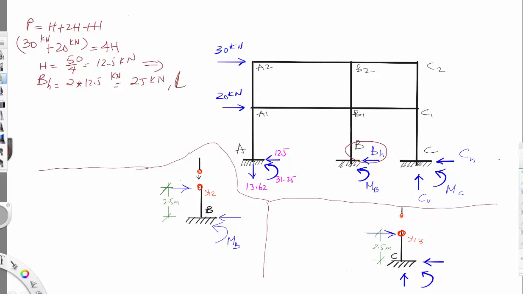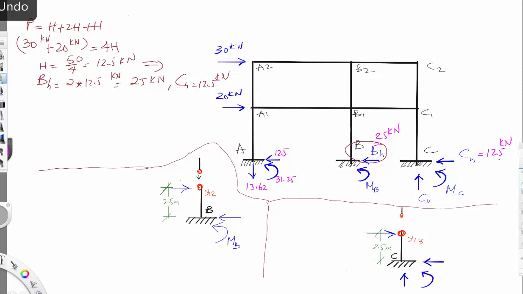And CH is 12.5 kilonewton. So I can update my sketch here. This is equal to 25 kilonewton, and this is equal to 12.5. So what's left for me is this one and these two.